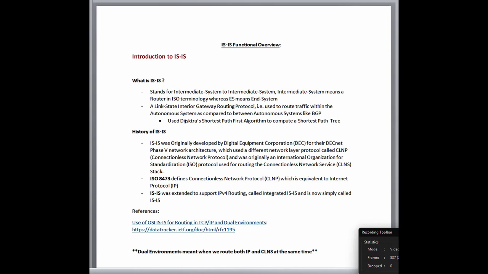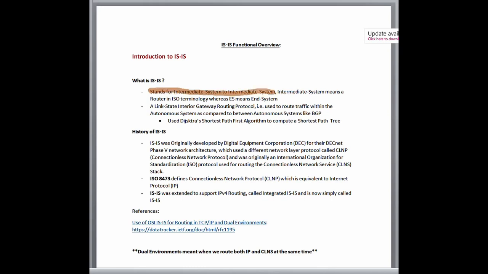So first of all, let's check what is IS to IS, or as it's more commonly called, ISIS. It stands for Intermediate System to Intermediate System Routing Protocol, and in ISO terminology, intermediate system refers to a router, whereas ES or end system refers to a host or a server or any endpoint. ISIS is an interior gateway routing protocol, which means that it is used to route traffic within the autonomous system, as compared to routing traffic between autonomous systems like BGP. And like OSPF, it uses Dijkstra's shortest path algorithm to compute a shortest path tree.